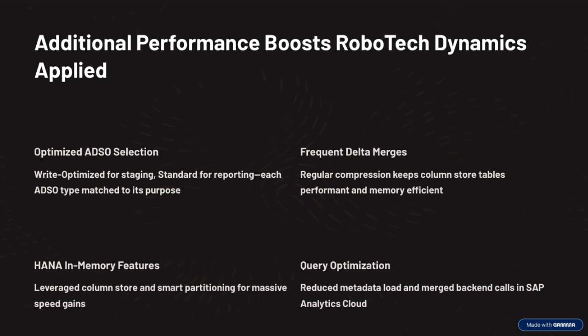Additionally, we're making full use of HANA's in-memory features. Regular compression of column store tables helps keep the data in memory, ensuring that queries run quickly and that memory usage remains efficient. This is essential for maintaining performance at scale.